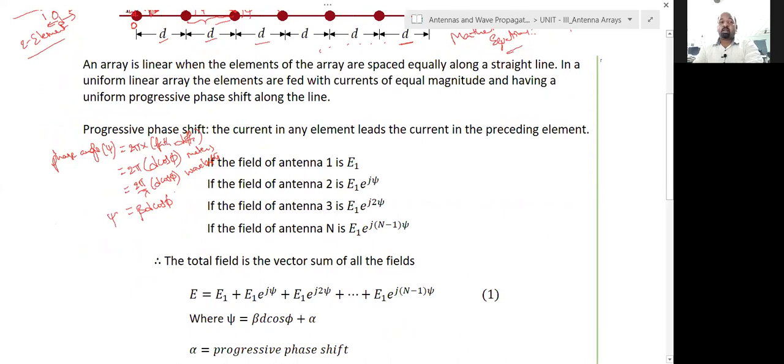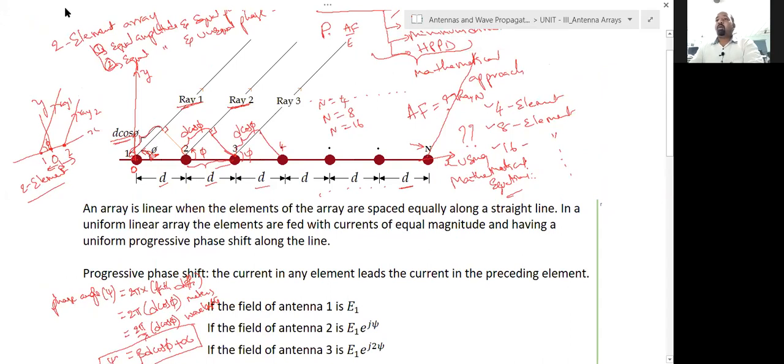And here is one important point. Here I'm adding alpha. So psi is equal to beta D cos pi plus alpha, where alpha is the progressive phase shift. Alpha is called the progressive phase shift. That means progressive phase shift is the phase difference between antennas 1 and 2. For example, the phase difference between antennas 1 and 2 is pi.